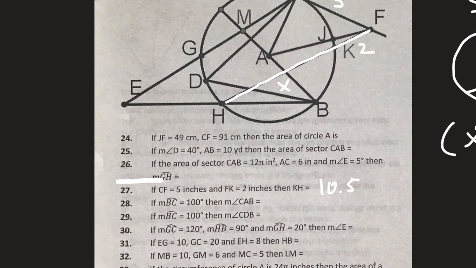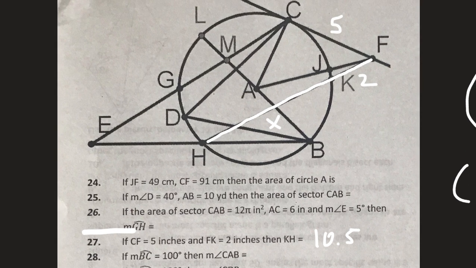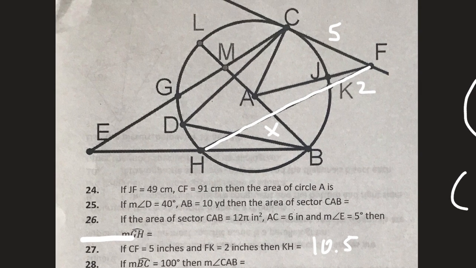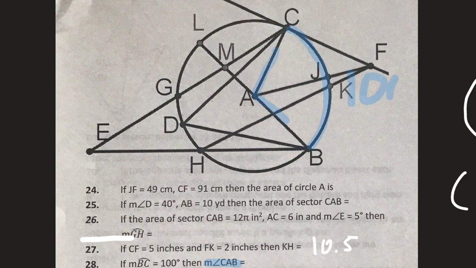Okay, BC is 100. Where's BC? Arc BC. There it is. BC is 100. Then the measure of angle CAB. CAB is down here, okay? So that means CAB is a central angle. Okay, and a central angle is equal to the intercepted arc, so that means that CAB has to be 100 degrees.